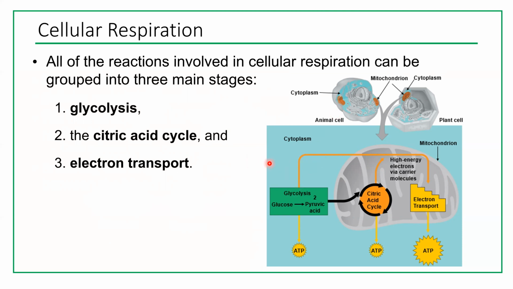But glucose enters cytoplasm, and before moving inside the mitochondria, glycolysis happens. So glycolysis means lysis. Lysis means you break something apart. Lysis of glucose. So glucose is broken into two pyruvic acids in the cytoplasm, not inside mitochondria, and no oxygen is needed over here. Now, glycolysis is going to make a little bit of ATP.